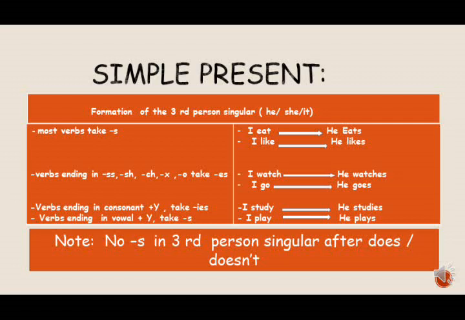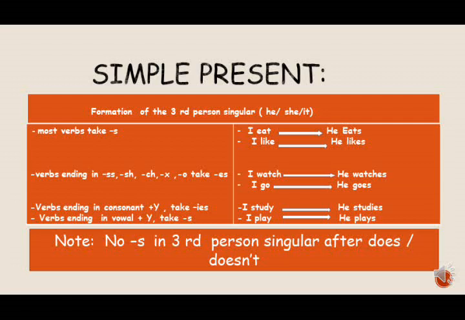I watch TV, he watches TV. I go to the cinema, he goes to the cinema. While verbs ending with a consonant plus y take ies. I study, he studies. We drop the y and we add ies. While the verb ending with a vowel plus y takes an s. For example, I play, he plays.